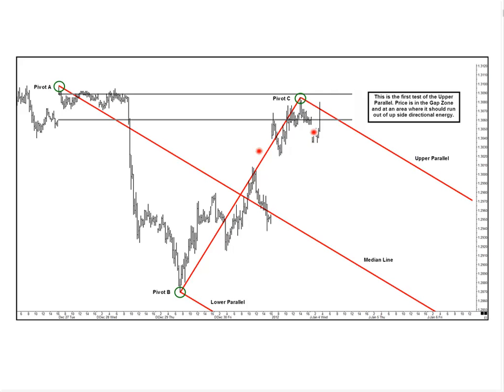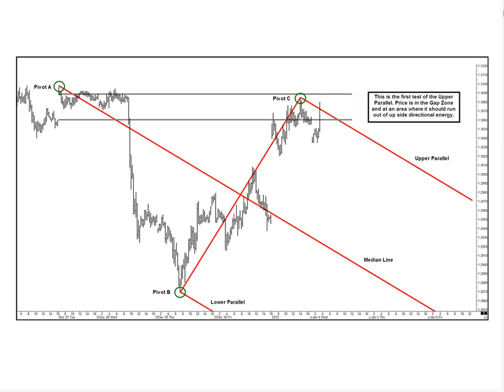Price diddles around for about an hour, hour and a half, then spikes higher. This is the first test of this upper parallel. And we're going to do what I call a test-retest setup now. This is my favorite trade. I'd say 85% of my trades are tests and retests.